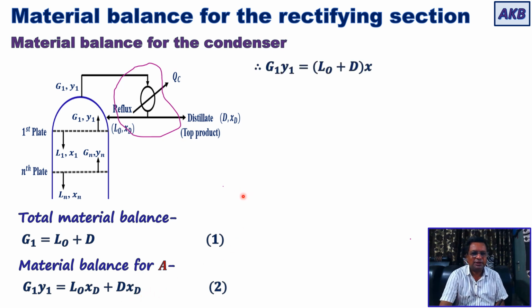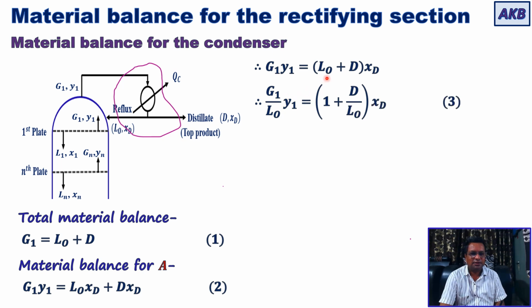Okay, so we will do little manipulations with it. We can see that XD is common in these two terms, so you can take XD common out of those two terms. So it will be G1 Y1 is equal to L0 plus D into XD. Then in the next step, I have divided with L0 throughout the equation. So it will be G1 upon L0 into Y1, that is equal to 1 plus D upon L0 into XD.